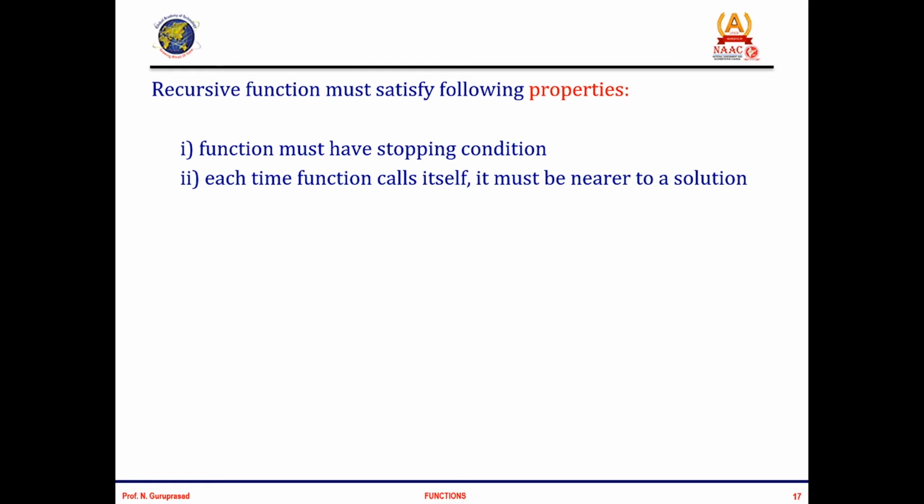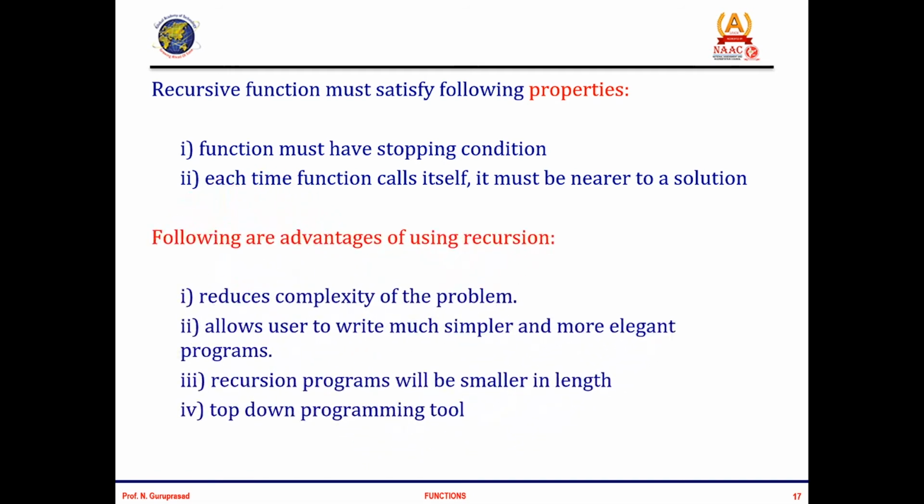Now, apart from knowing the properties of recursion, there are two important things that we should know. The first one is advantages, and obviously the second one has to be disadvantages. The following are the advantages of recursion. First, it reduces the complexity of the problem. Second, it allows the user to write much simpler and more elegant programs. Third, recursive programs are smaller in length. And fourth, it is a top-down programming tool.